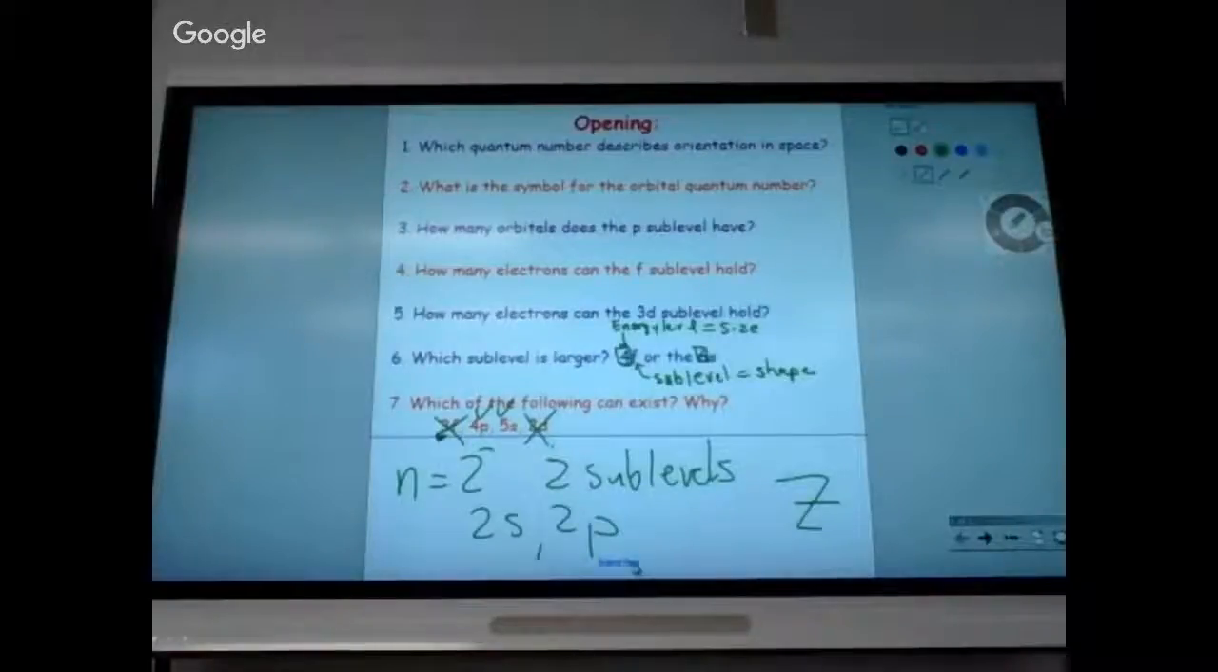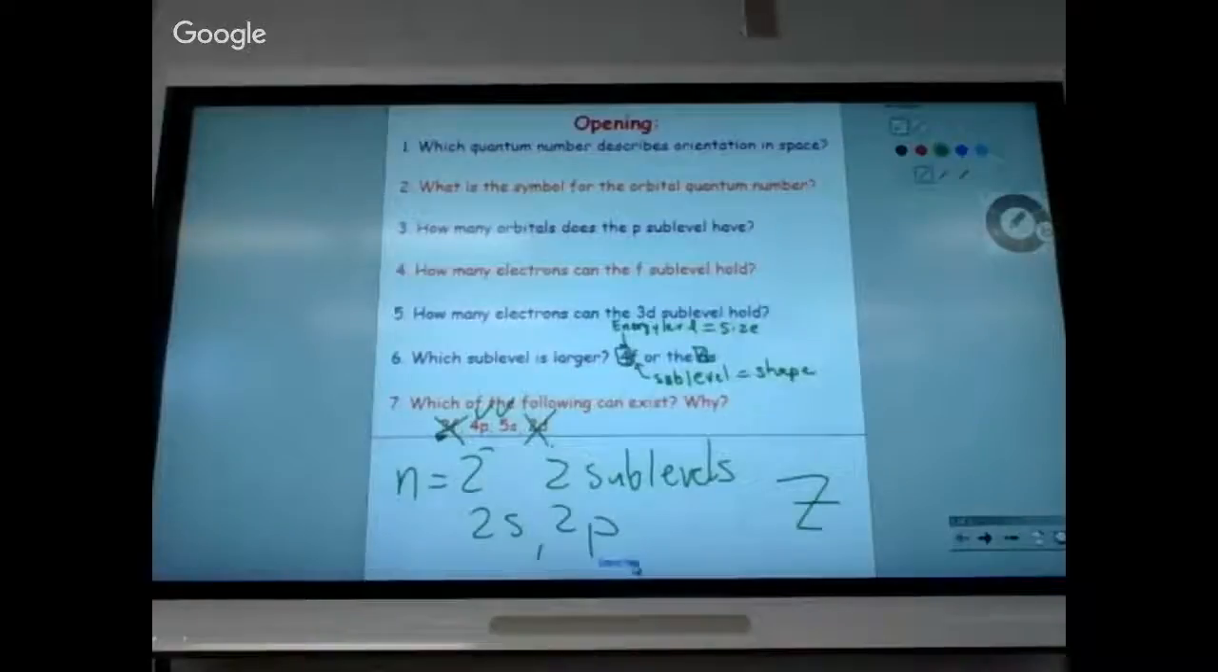Where was I? All right, so number 10 is like the last one we did on number 7. So now that we know a little bit, let's do number 10. Can 1S exist? Yes. 2D? No. 3F? No. 4S? Yes. 5P? Yeah. And 1P? Think about it.